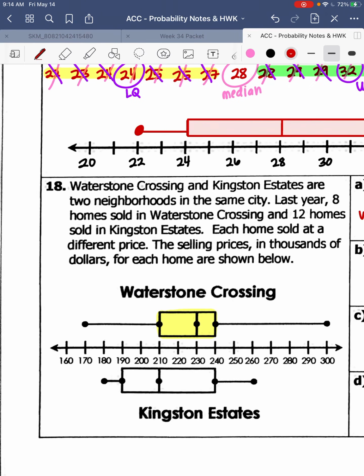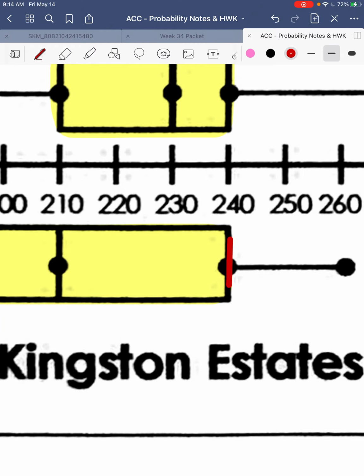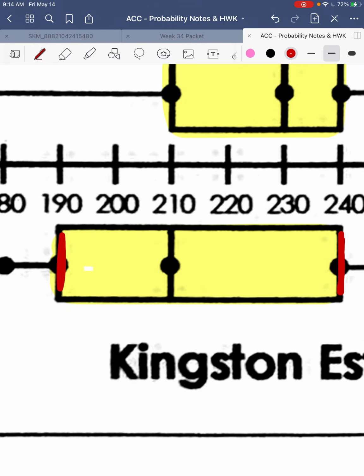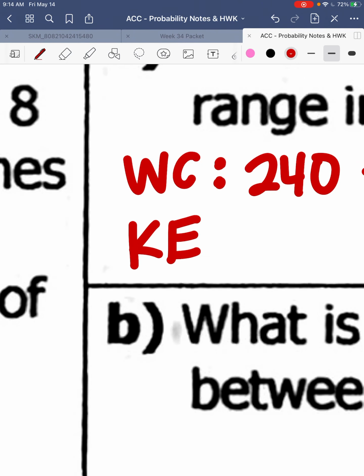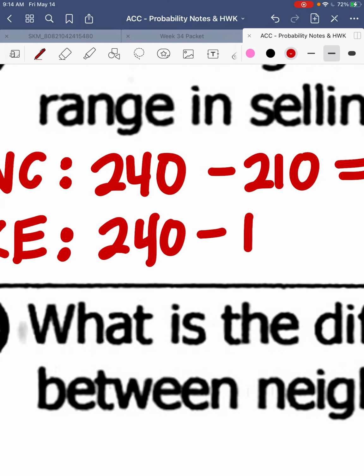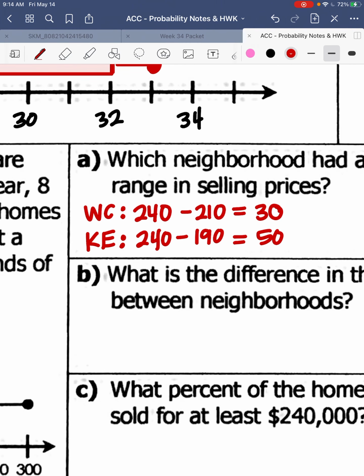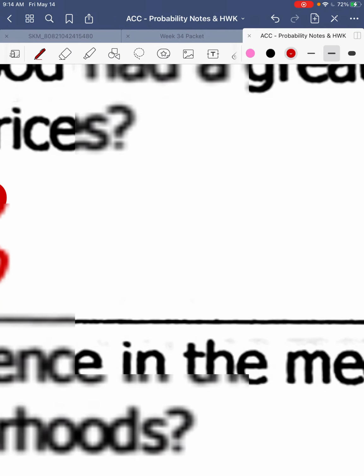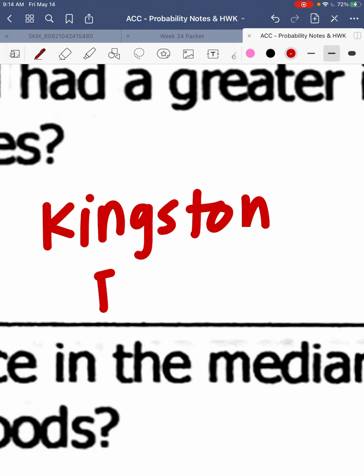Now let's look at the interquartile range for Kingston Estates. So again, the interquartile range is the box. So to find the range of that, I look at the biggest side of my box, 240, and I subtract the smallest side from it, 190. So Kingston Estates, 240 minus 190 gives us 50. So which neighborhood had a bigger interquartile range? That would be Kingston Estates.